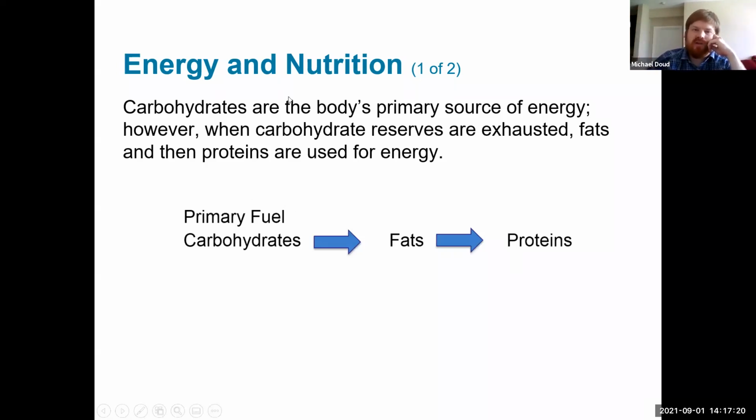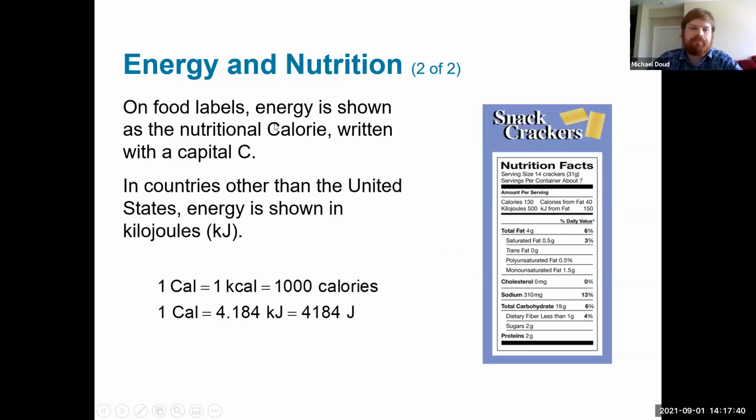So carbohydrates are the primary source of energy because they're the easiest to chew up and get energy from. When we exhaust our carbohydrate reserves, then fats, which are long-term energy storage, will be metabolized. And then finally, proteins, the proteins that make up the muscles, for example, will be used for energy. Okay, I already mentioned this, right? We have the nutritional calorie, that's the capital C, and that is equal to 1 kilocalorie. Again, apologies. Most other countries other than the United States are going to use kilojoules. So just keep that in mind.